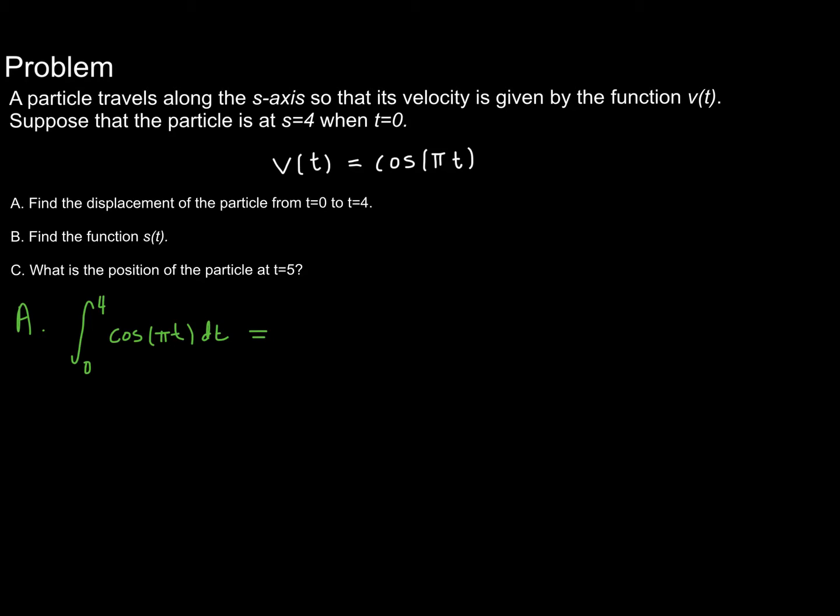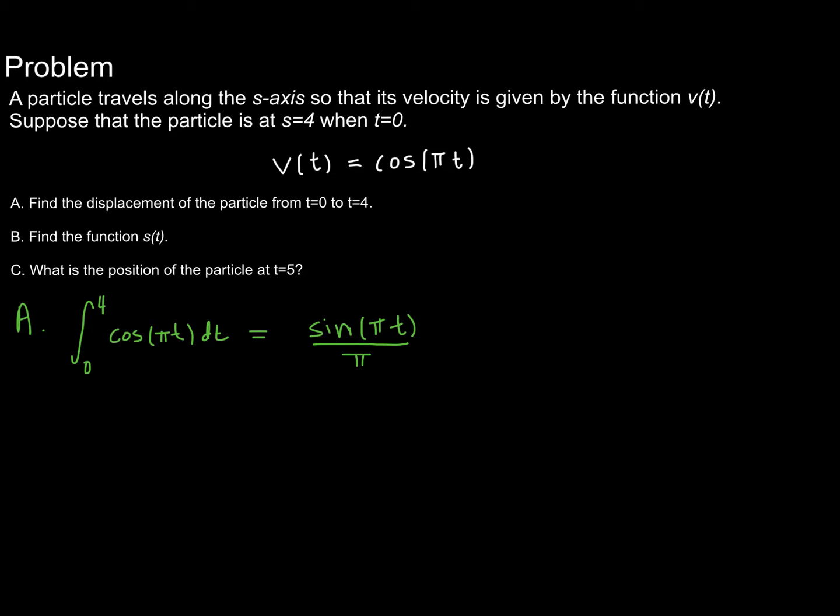All right, so displacement is the definite integral between those 2 times of the velocity. So we're going to need an antiderivative for the cosine of pi t, and I know that the derivative of sine is cosine, so I'm going to start with sine of pi t. But notice, if I took the derivative of this, I would get cosine of pi t times pi. And I don't have a pi here, so I need to multiply by a 1 over pi, or in other words, I can just write it as sine of pi t over pi.